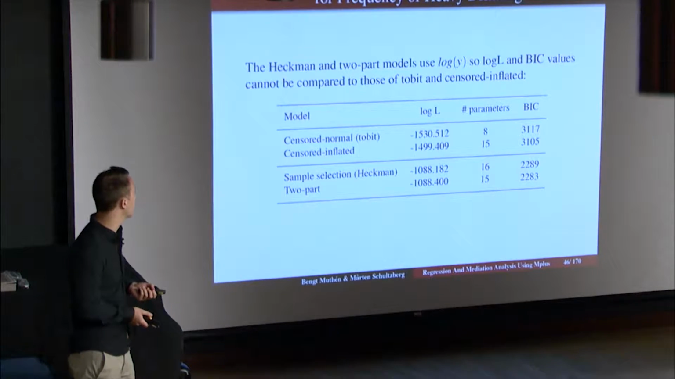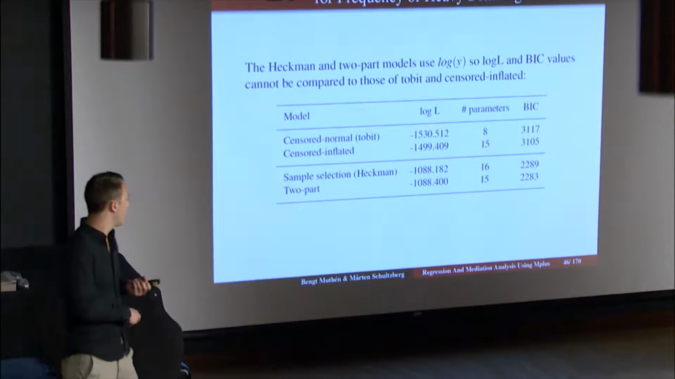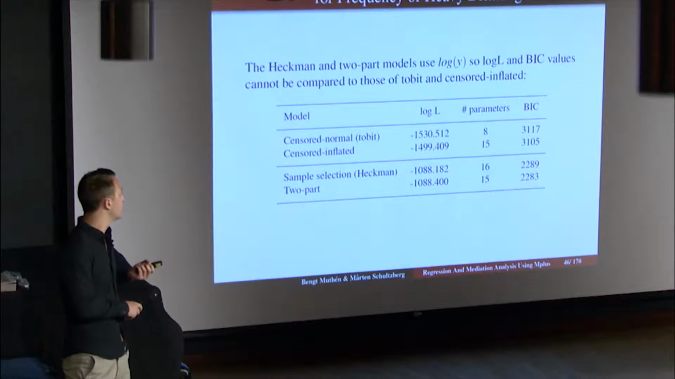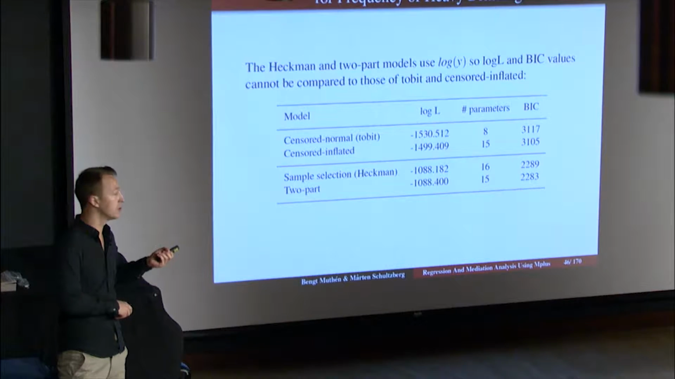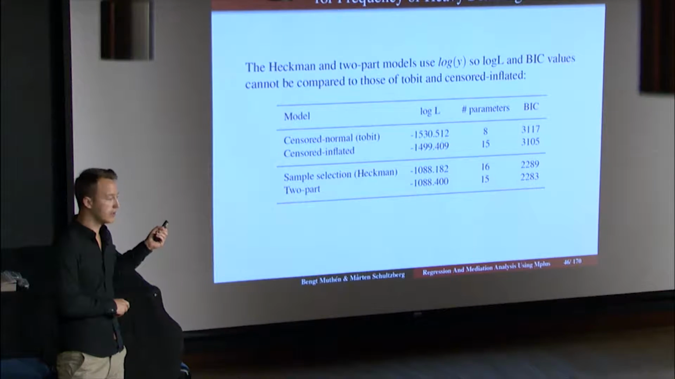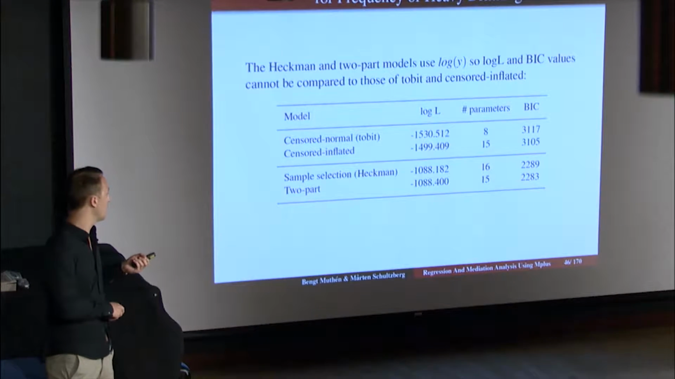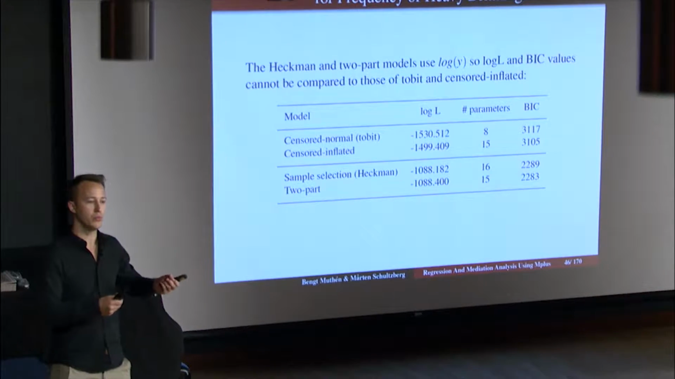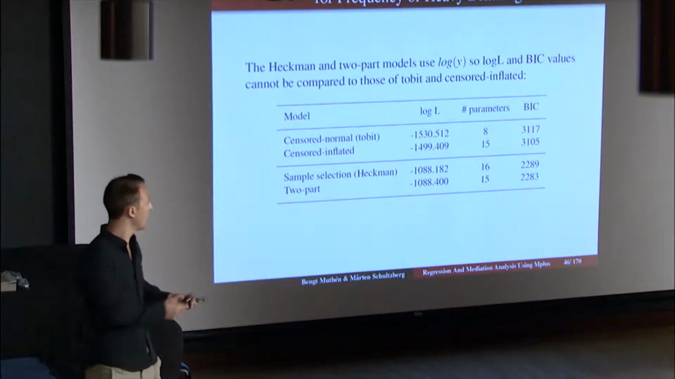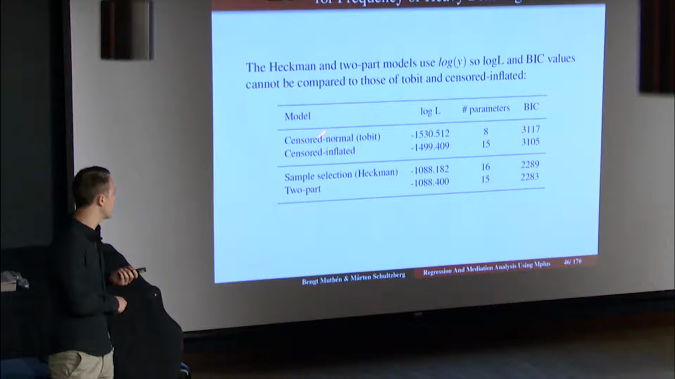Okay, so now we're going to look at and compare these models. And actually, we cannot compare all four because they're on different scales, right? Because the sample selection model and the two-part model, as we specify them now, use the log of y for the positive part, whereas these use the original y. So we cannot really compare these two. So we have to compare the censored normal versus the censored inflated first, and then the sample selection versus the two-part. We will look at one crude way to actually compare even all four of these models in a couple of slides. But for now, we can just compare these two.